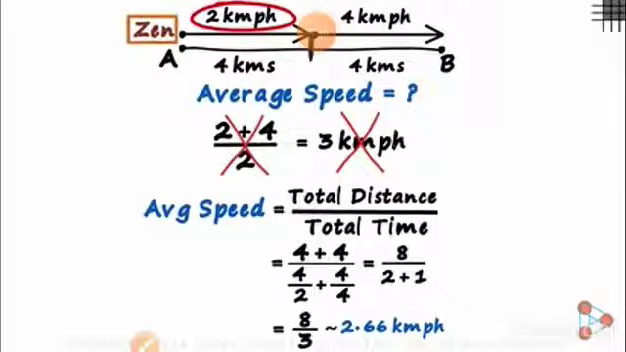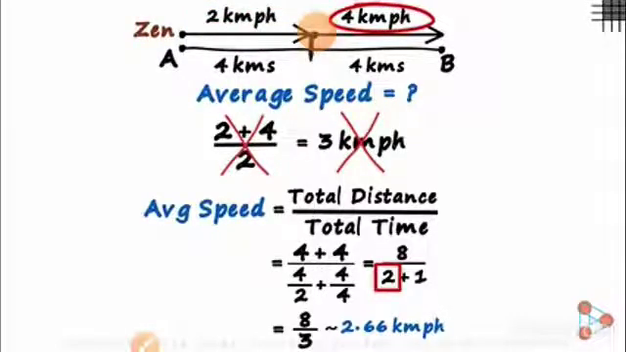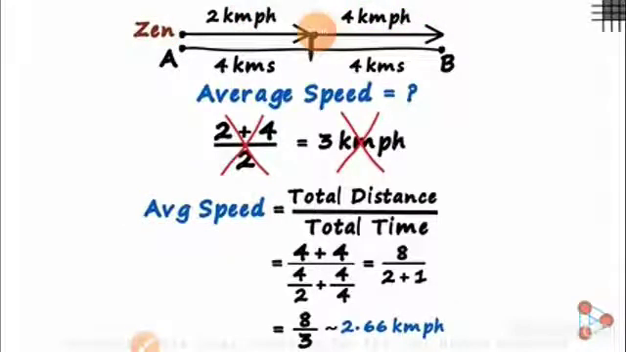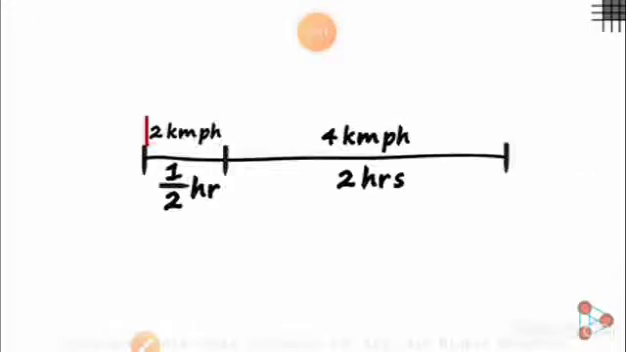So 4 kilometers has been traveled by the car at 2 kilometers per hour, whereas the other 4 kilometers at 4 kilometers per hour. So that is 4 by 2, that cuts to 2, and 4 by 4 cuts to 1. So 8 divided by 2 plus 1, that is 3, is equal to 2.66 kilometers per hour. So in this way we can calculate. Now next example, see the next.